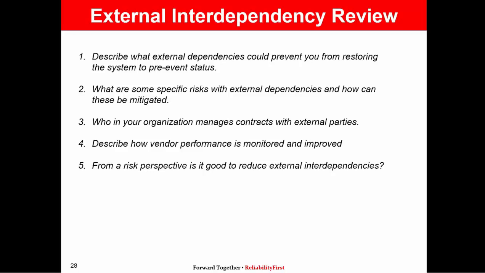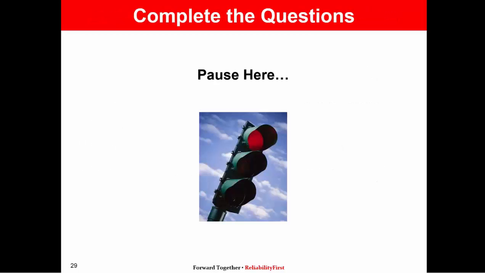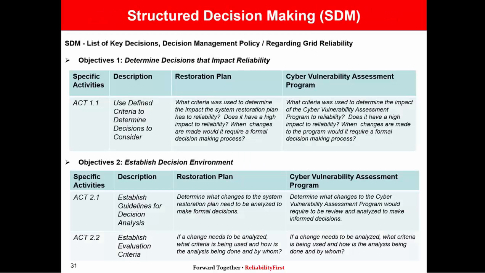So, structured decision making. This management practice is about ensuring that we have processes in place to make structured decisions on things that really do require some sort of decision. So if you look at Objective 1, determine decisions that impact reliability. Once again, this is at the high level, asking the same question: which parts of our processes or procedures would determine that we have to make a decision?